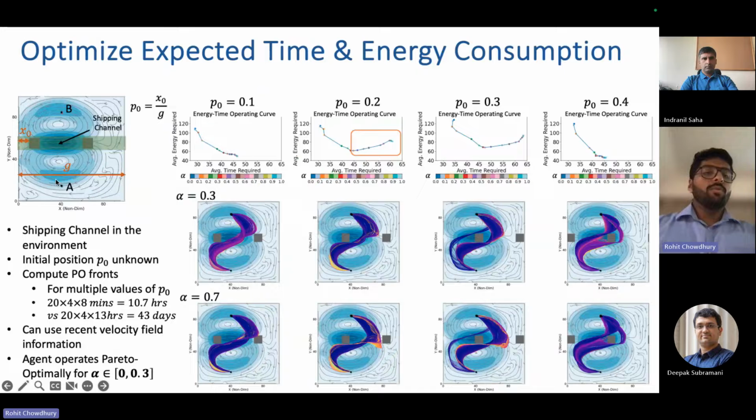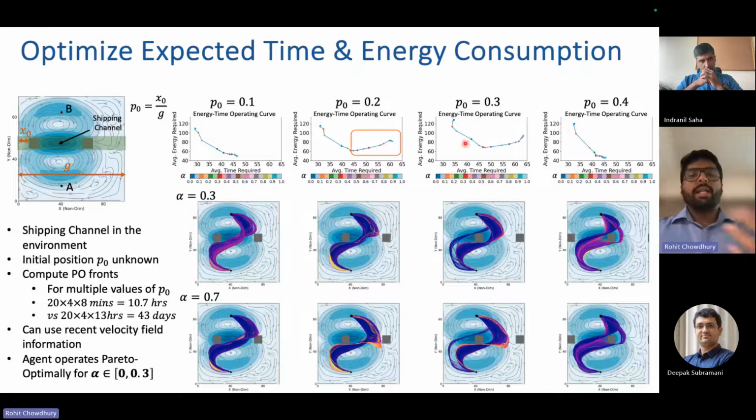Another interesting application is the shipping channel problem. Over here, the agent has to go from point A to point B. At the same time, it must cross this shipping channel wherein a lot of ships move from, let's say, left to right at regular intervals of time. And we would like that this agent does not collide, or we would at least want to analyze whether collisions are possible or not. So what we do is that for different starting locations of these ships, that is P naught ranging from 0.1 to 0.5 in this case, we compute these optimal fronts.